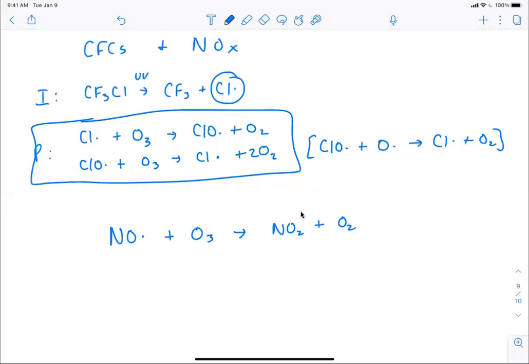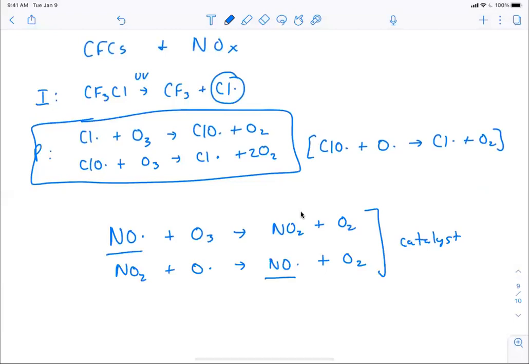And then the NO2 reacts with O free radical to form more NO plus O2. So this is not so much a propagation, this is more acting as a catalyst. So notice that NO dot is being used up and then produced again here to speed up the destruction of the ozone.